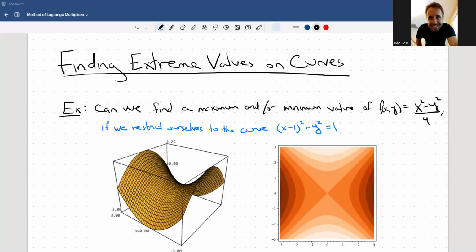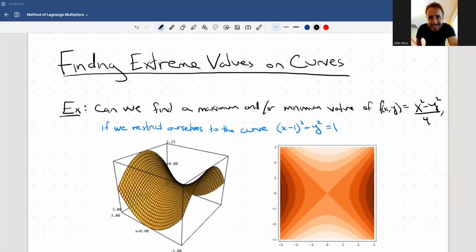All right, everyone. In this video, we are going to try to find optimum values or extreme values, so maximums and minimum values, subject to a constraint that we are only looking at a single curve in the domain. And I'll explain what I mean here in just a quick second. This will lead the way towards something called the method of Lagrange multipliers.